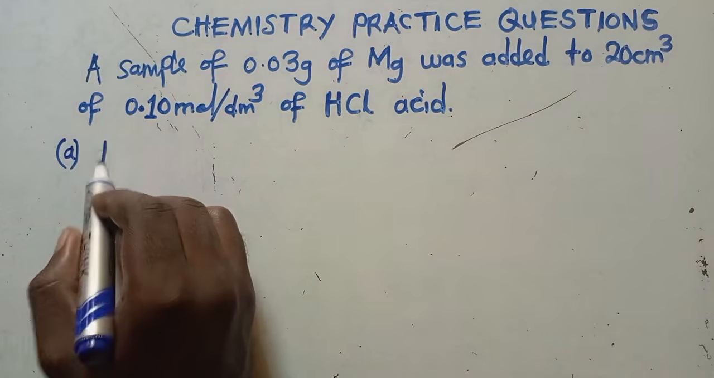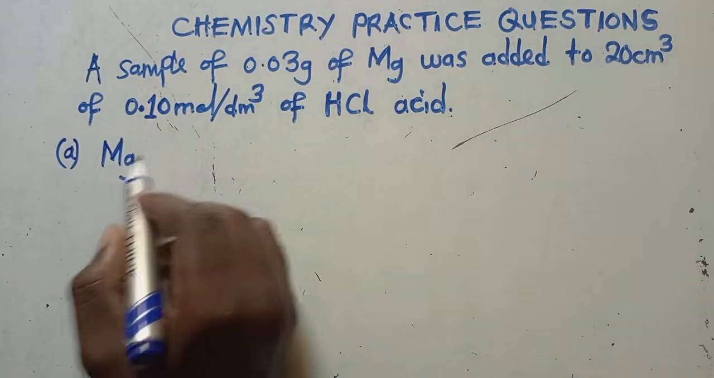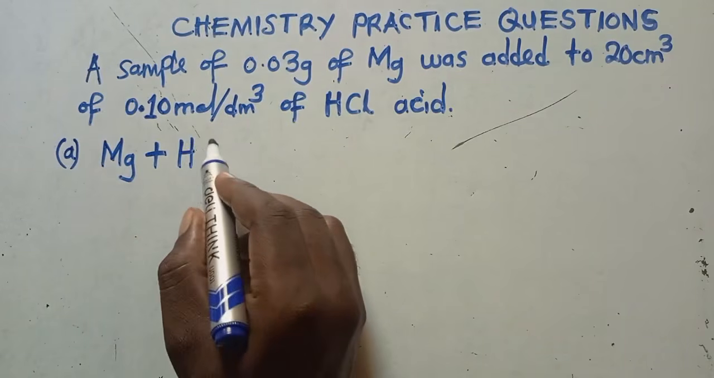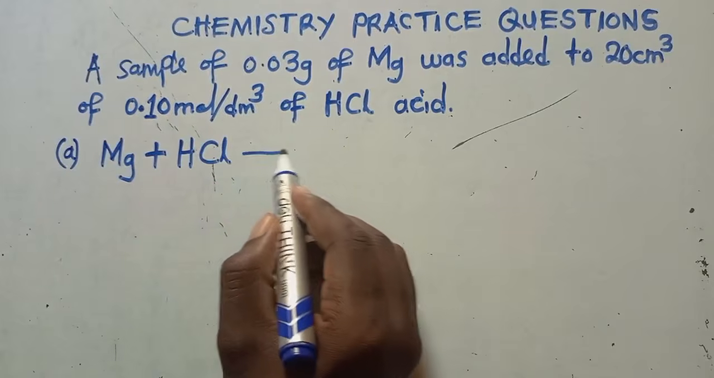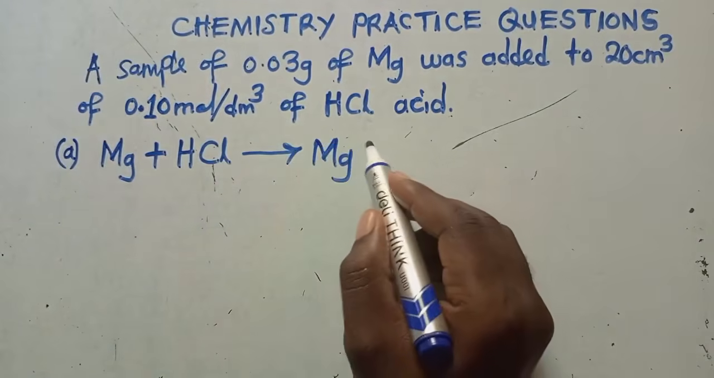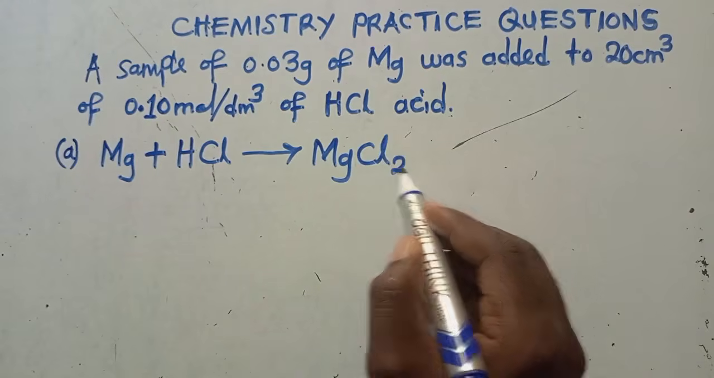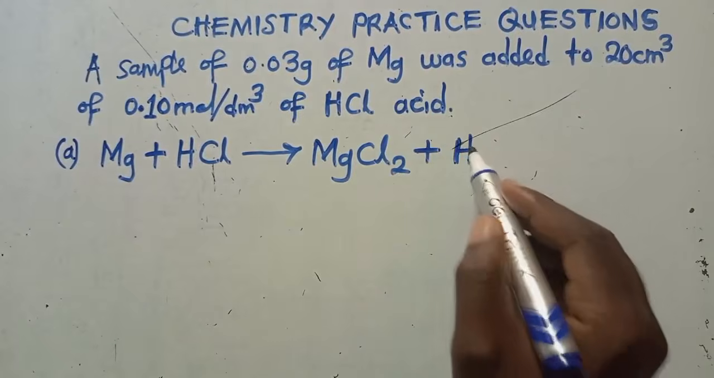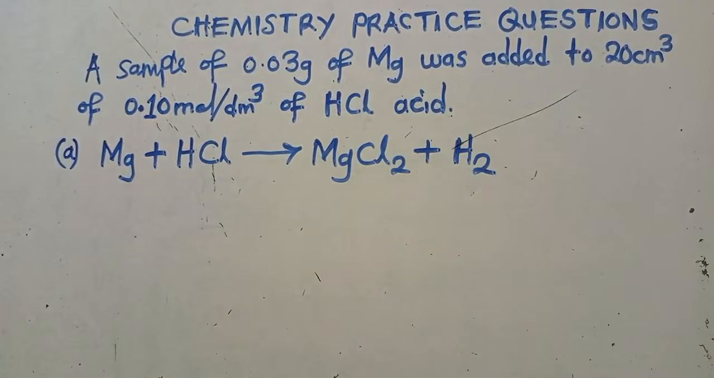So the balanced chemical equation, this is magnesium plus hydrochloric acid. This is how we get to write it. Then what is the product? Magnesium chloride, you do this, then I say plus hydrogen gas. I put a 2 there.